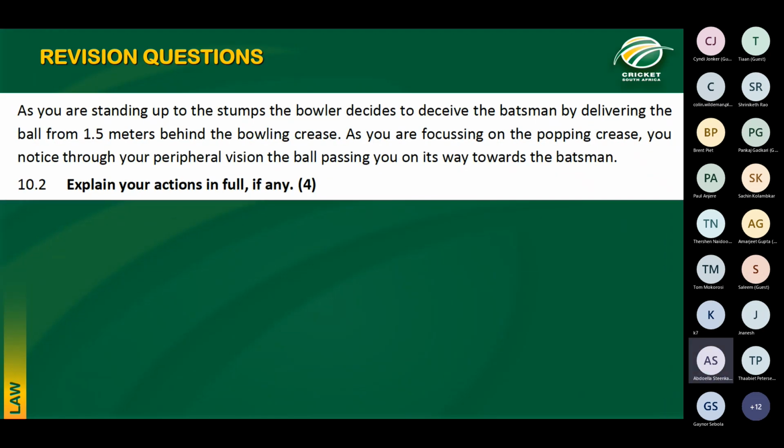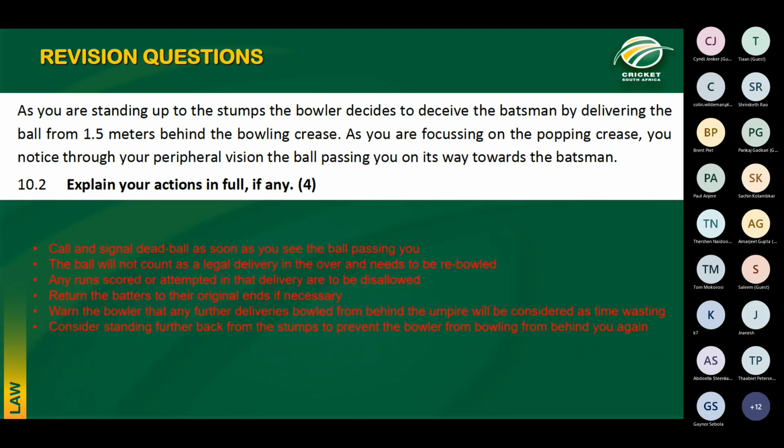Second question. The bowler's end umpire is standing up to the stumps, and the bowler then decides to bowl from 1.5 meters behind the bowling crease. As the bowler's end umpire is focusing on the popping crease to check for the front foot no ball, the umpire then sees the ball in his peripheral vision passing towards the batter. For 4 points, explain your actions.